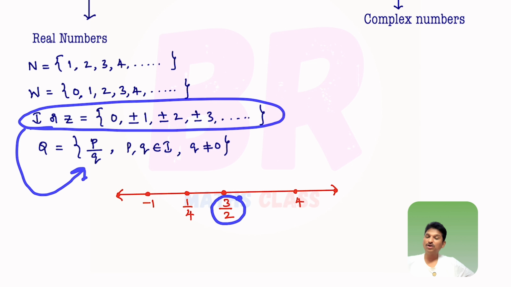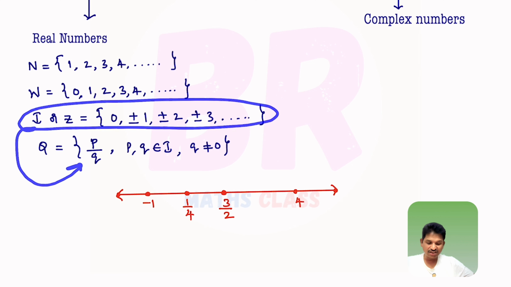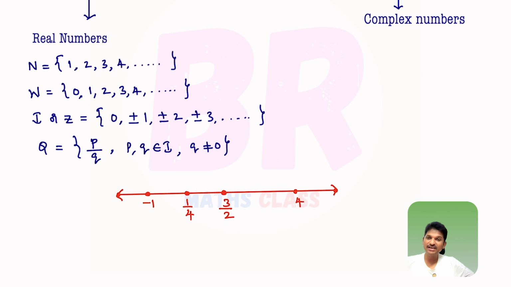3 by 2 is not an integer, right? The converse is not true. All rational numbers are not integers. Some rationals are obviously integers. Suppose you take 4, 4 is rational, 4 is an integer also. But here, what is the statement? All integers are rational numbers, but all rational numbers are not integers.